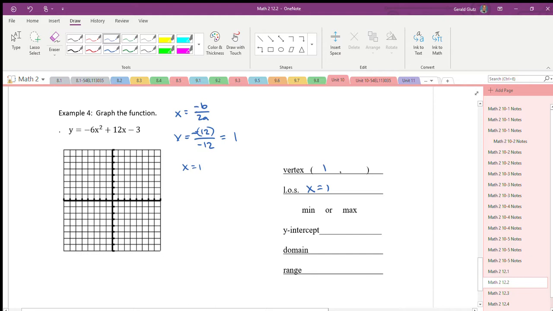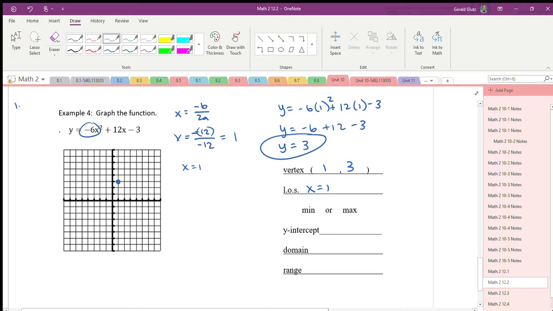So then to figure out the y value, I plug it into the equation. So this will be negative 6 plus 12 minus 3. Hopefully I'm not making mistakes. Going too fast, so y equals 3. So our vertex is (1, 3). So I go right 1, up 3. That's the vertex. A is a negative number, so that means it's going to be opening down.